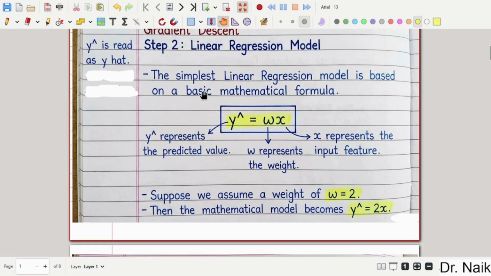The simplest linear regression model is based on the basic mathematical formula y hat is equal to wx, where y hat is the predicted value, w represents the weight, and x represents the input feature. Suppose we assume the weight w is equal to 2. Then the mathematical model becomes y hat is equal to 2 times x, where 2 is w.